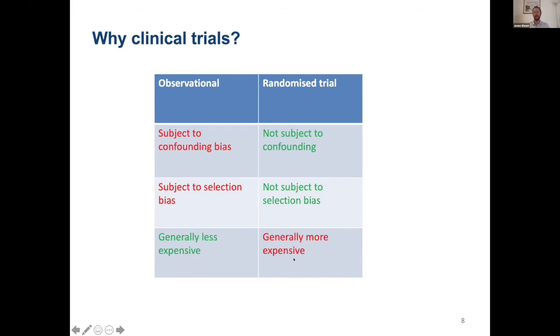So I'm not saying there's not a role for observational studies. They are the appropriate thing to do in many cases, and in many cases, we can't actually ethically randomize patients between two interventions. So for example, if we're looking at whether smoking is associated with lung cancer, we can't ethically randomize patients to smoke or not. We have to look at observational data in that case.